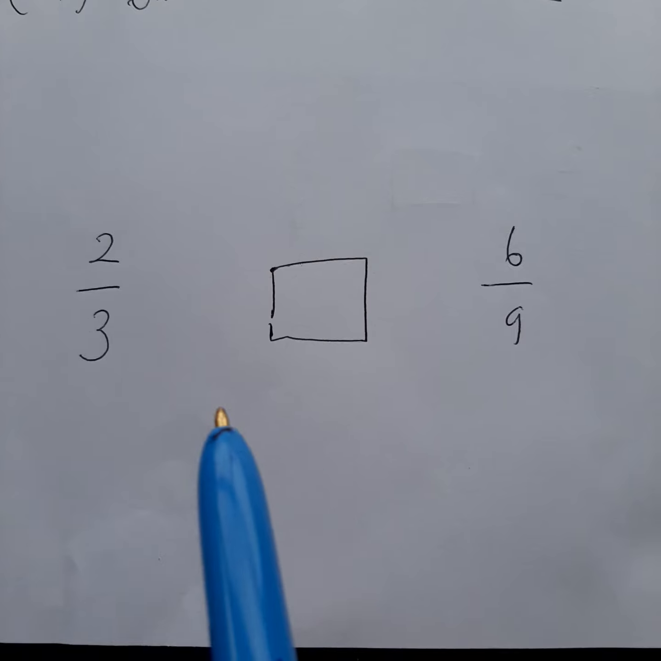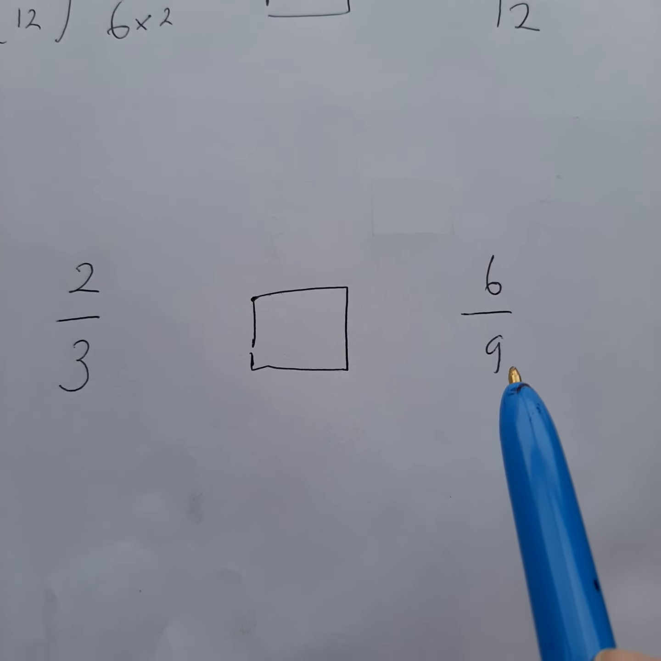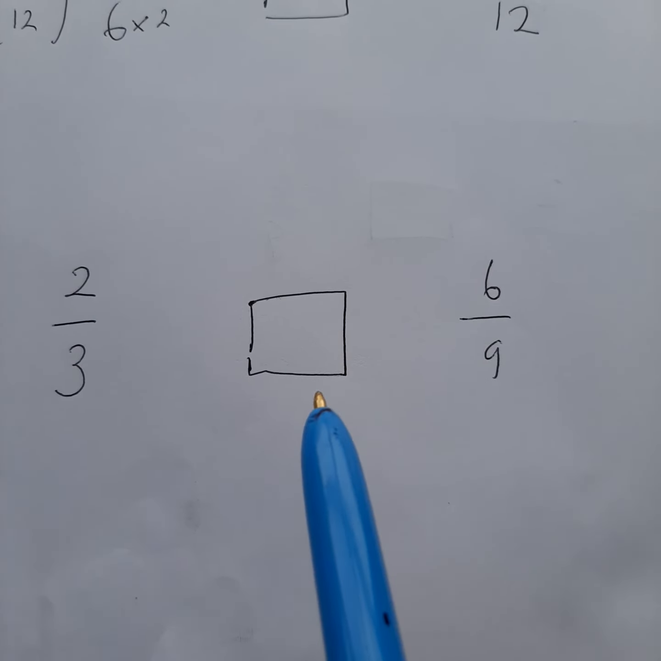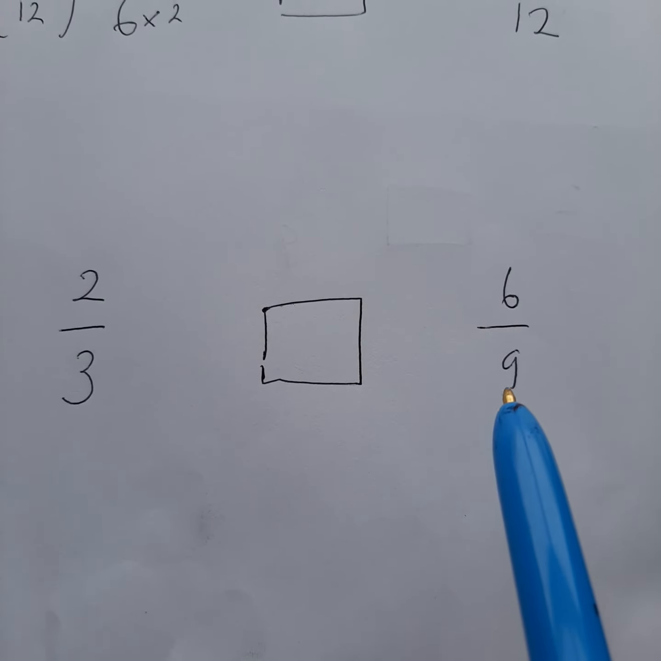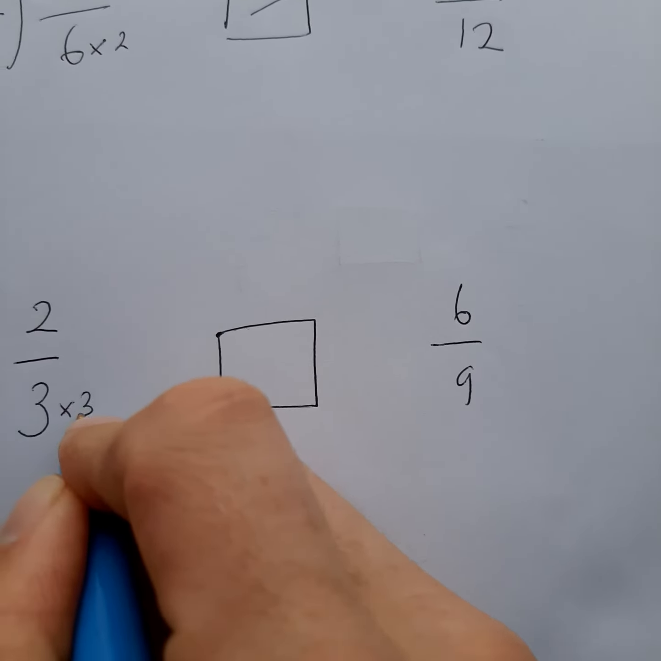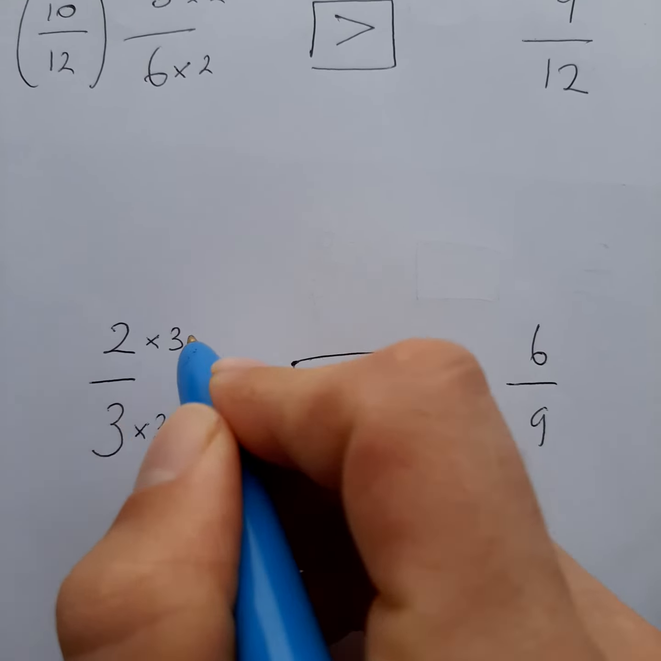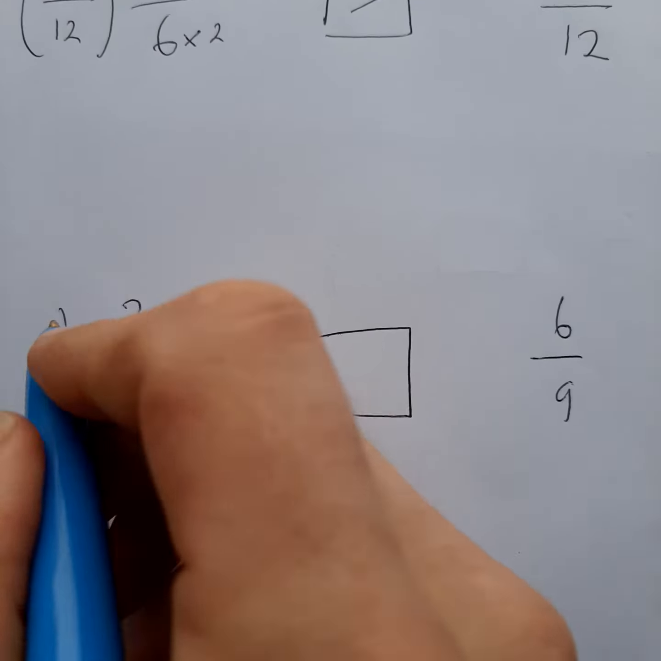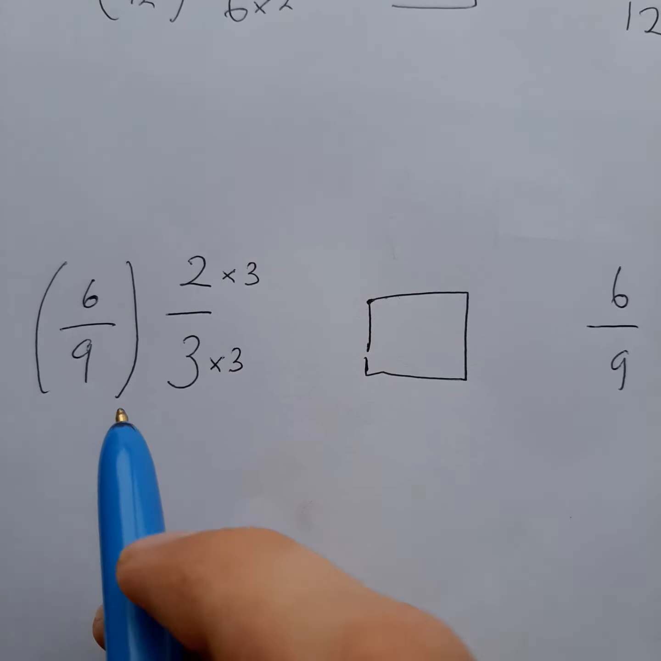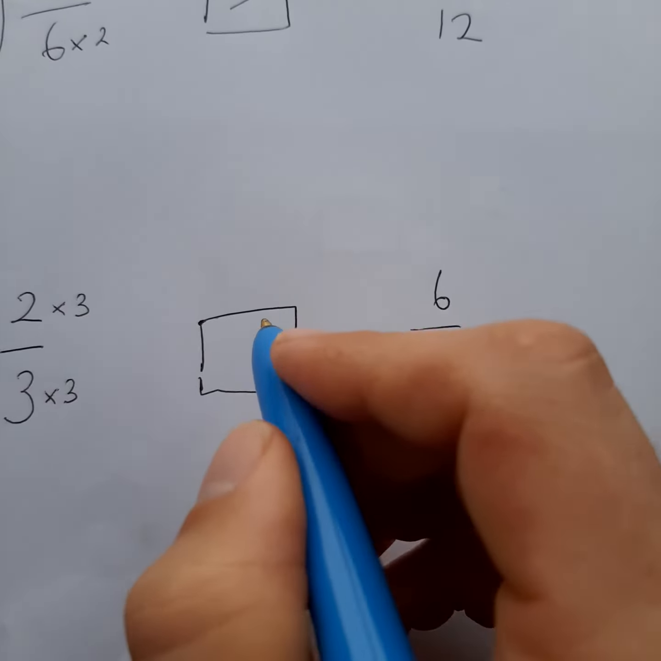Now let's look at the bottom one. 2/3 and 6/9. Great. I'd have to make this denominator 3 times bigger to make it into ninths. So I'll multiply that by 3. That means I must multiply my top by 3. So now I have a new fraction here, an equivalent fraction of 2/3: 2 3s are 6, 3 3s are 9, 6/9, and 6/9. Oh look, they're exactly the same.